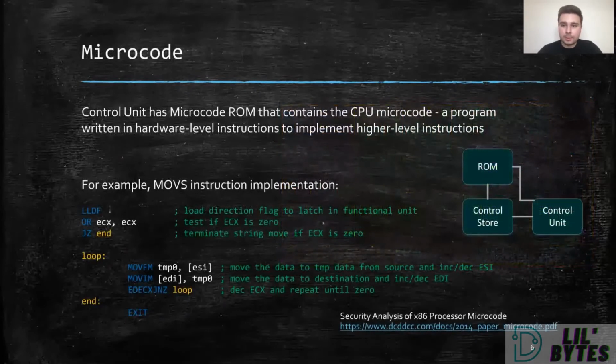Each core has a read-only memory containing the CPU microcode, which is programmed while manufacturing the device. And this is our first root of trust. The control unit, after each powering on, loads this microcode into a faster and rewritable memory called the control store. What is microcode? Public sources tell us this is a program written in hardware level instructions to implement higher level instructions. You can see an example of an x86 MOVS instruction implementation here.